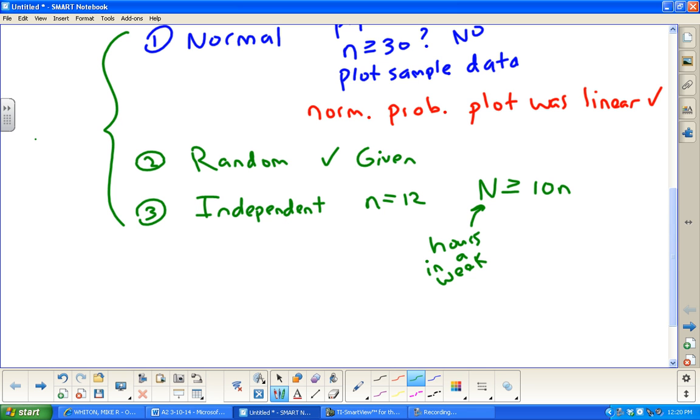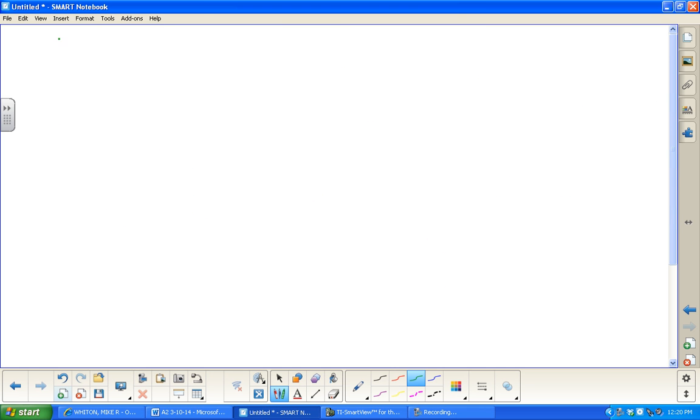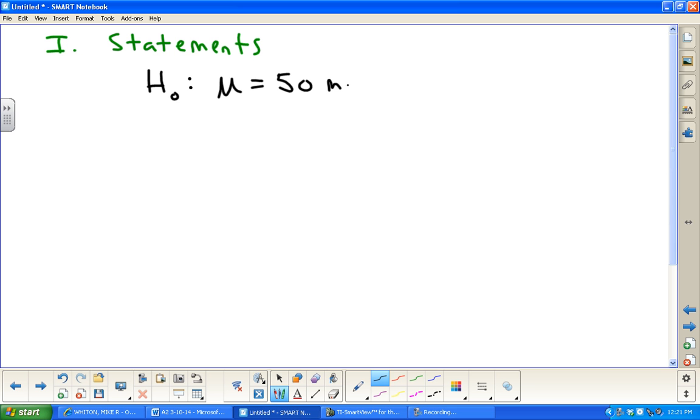So we're able to use our process. Let's go and set up the statements. Let's write the hypothesis statements here. The whole thought process is that we're going to assume that their claim is correct. For the null hypothesis, we're going to assume that the mean really is 50 minutes.